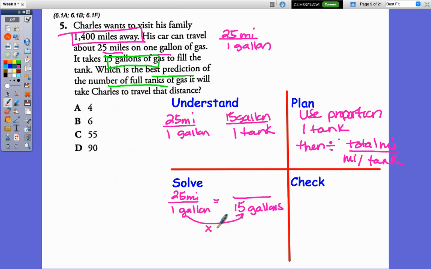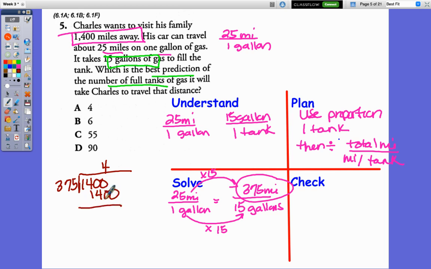Well, I'm going to multiply by 15. Whatever I do to the bottom, I do to the top. 25 times 15 is 375 miles. This is our key number. Now I can figure out, because I know that is 1,400 miles away, 1,400 miles divided by 375, because that's how many miles he can drive in 1 tank. And I get exactly 4. So it will take him 4 tanks of gas to go 1,400 miles.